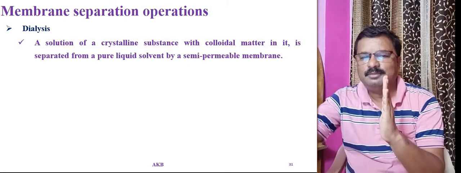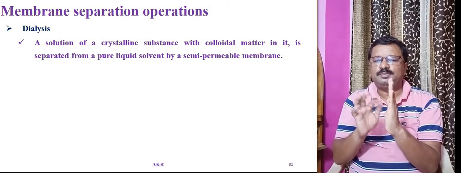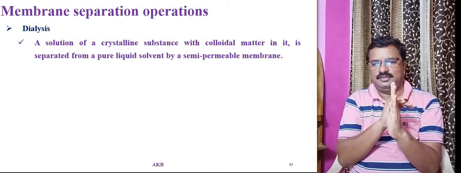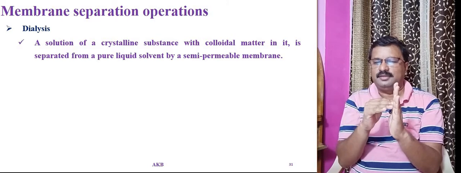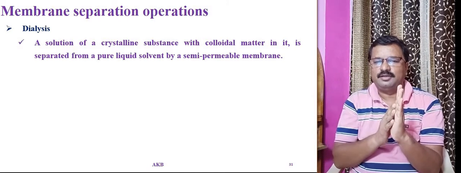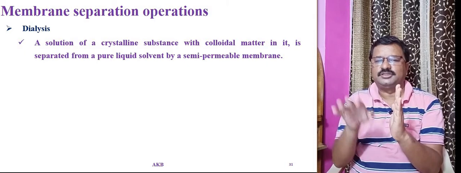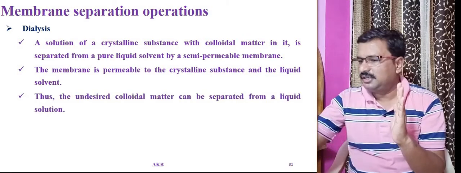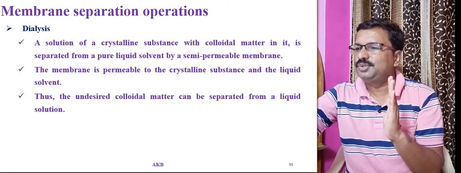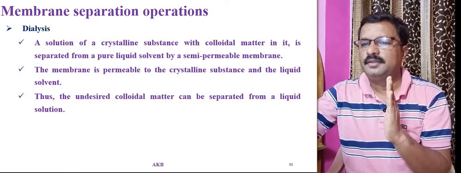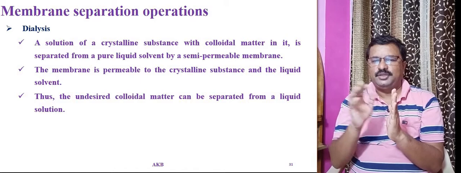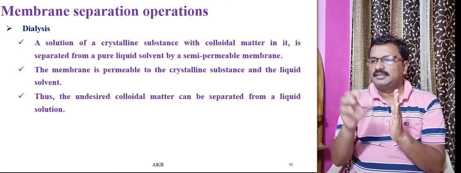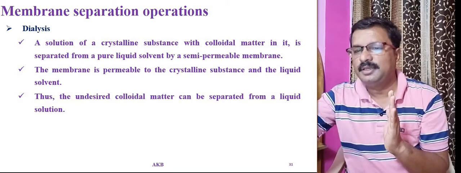Okay. The semi-permeable membrane that we are talking about allows passage of only the crystalline substance and the liquid solvent. It will not allow passage of the colloidal matter. So in this way, this particular operation can be used to separate colloidal matter that may be present in a solution of crystalline substance. Okay, so the membrane is permeable to the crystalline substance and it is also permeable to the liquid solvent. So by using this operation, undesired colloidal matters, as I told you earlier, that may be present in a liquid solution, can be removed.